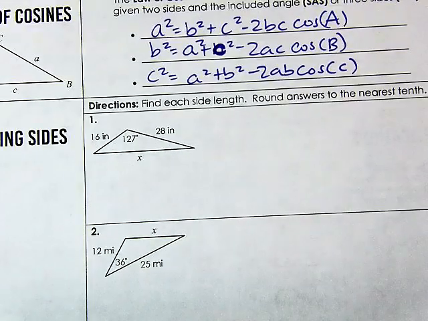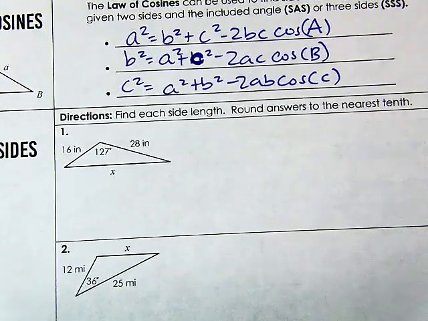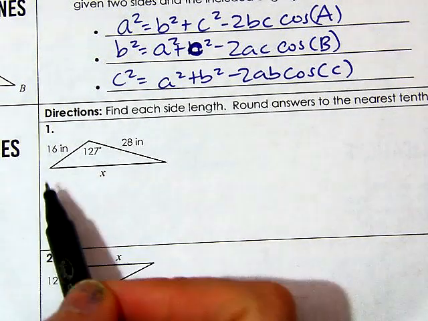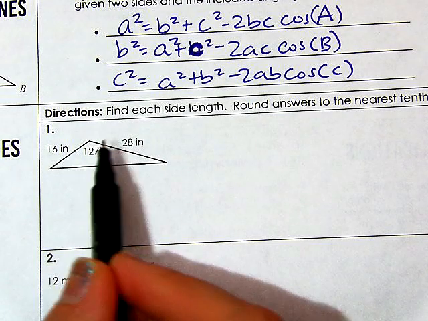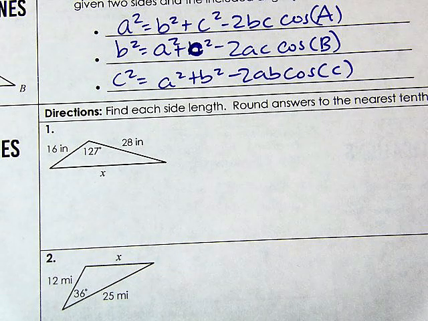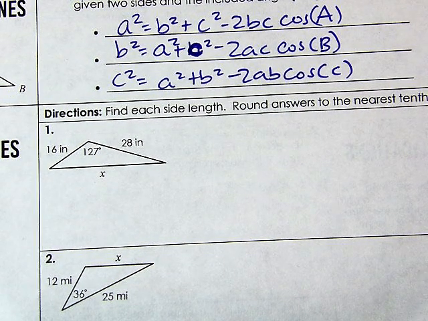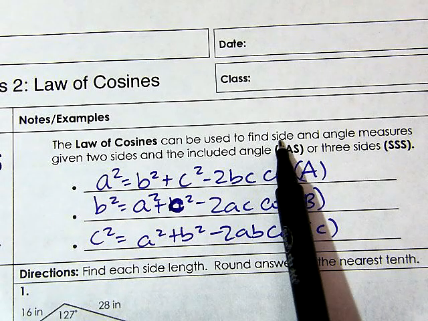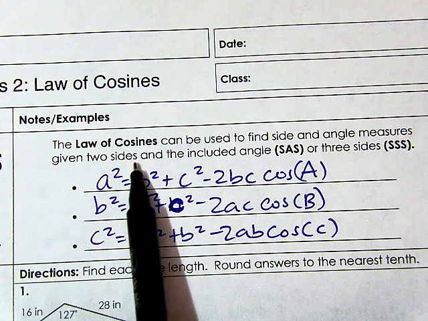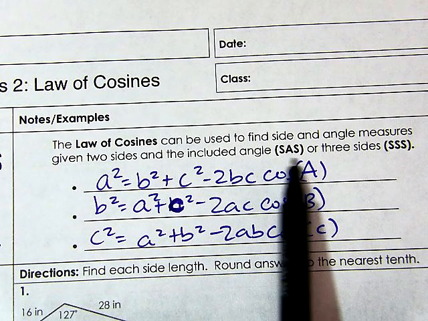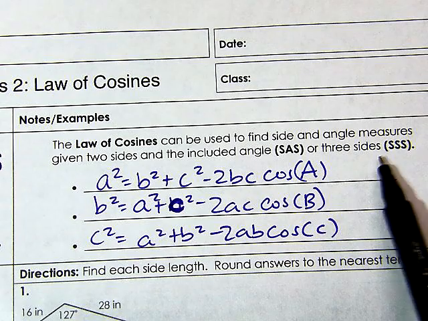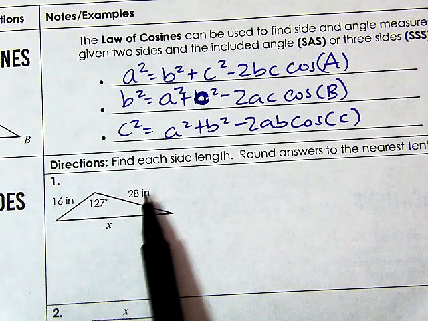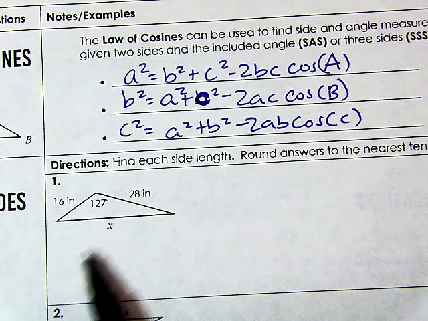All right, let me zoom in, and let's go ahead and look at this first example. Okay, so I have a triangle here, and they give me this side, this angle, and this side. So this fits a situation when I can use law of cosines. If you look back up here, it says the law of cosines can be used to find side and angle measures given two sides and the included angle, or a side angle side situation, or three sides, a side side side situation. So when you look at this, this is side angle side, so I can use law of cosines to solve for my missing side.